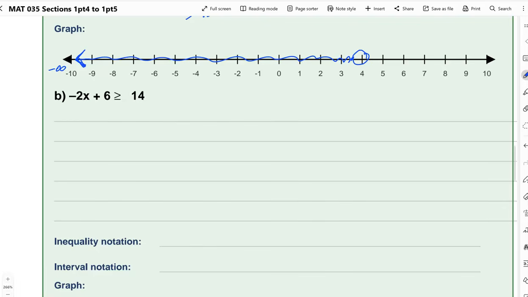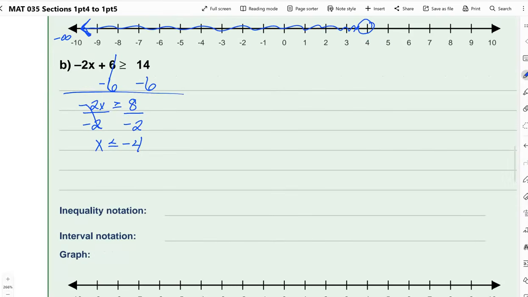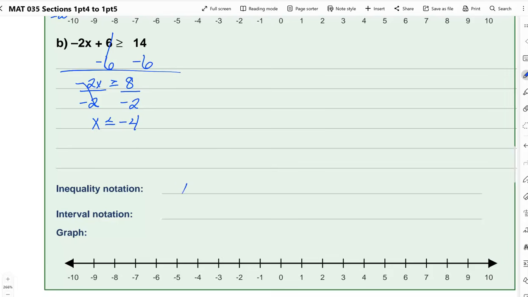The next one, B, I have negative 2x plus 6 is greater than or equal to 14. I'm going to start by subtracting 6 from both sides. So now I have negative 2x is greater than or equal to 8. And then we're going to divide by negative 2. But don't forget, when we divide by a negative, we have to flip the inequality. So I have an answer of x is less than or equal to negative 4.